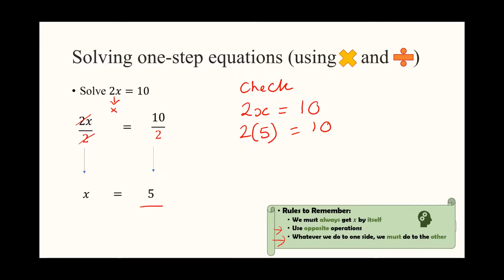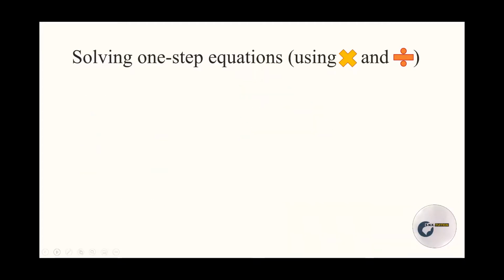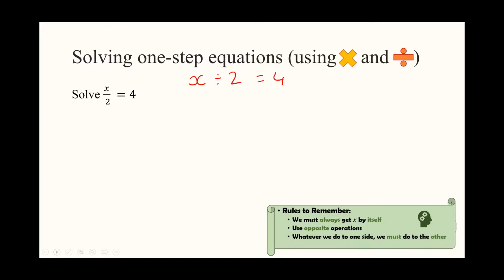So next we're going to be using multiplication rather than division. So we have x over 2, which we know is the same as saying x divided by 2, okay, is equal to 4. So we know with our rules to remember, to get x by itself, we're going to have to use the opposite operation. The opposite of division is multiplication. So we're going to multiply by 2.